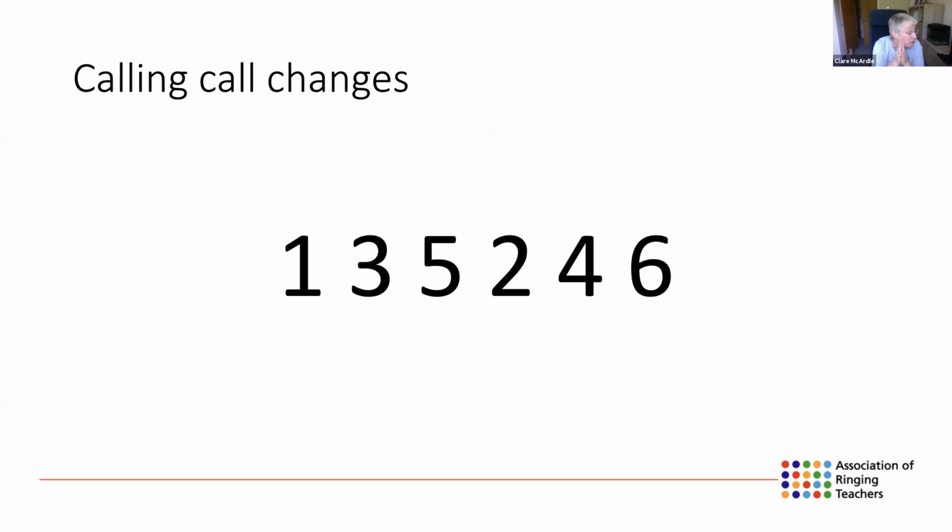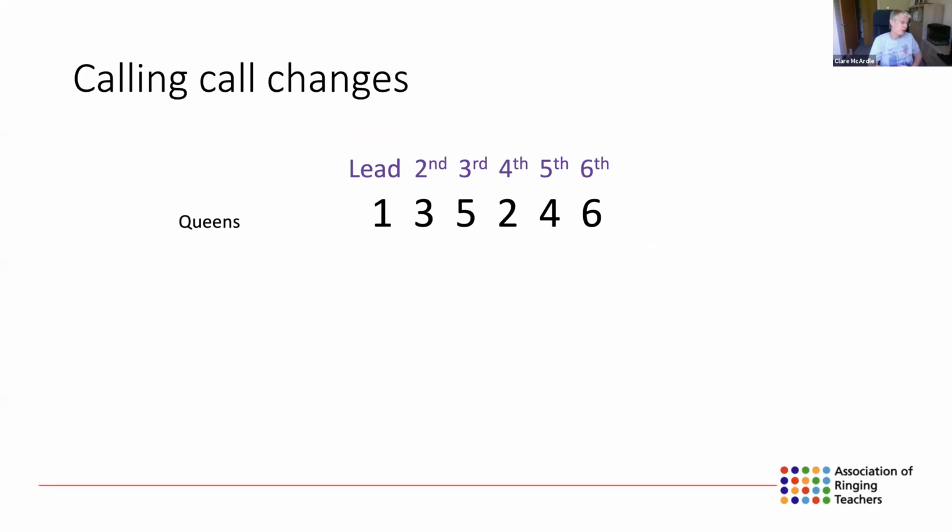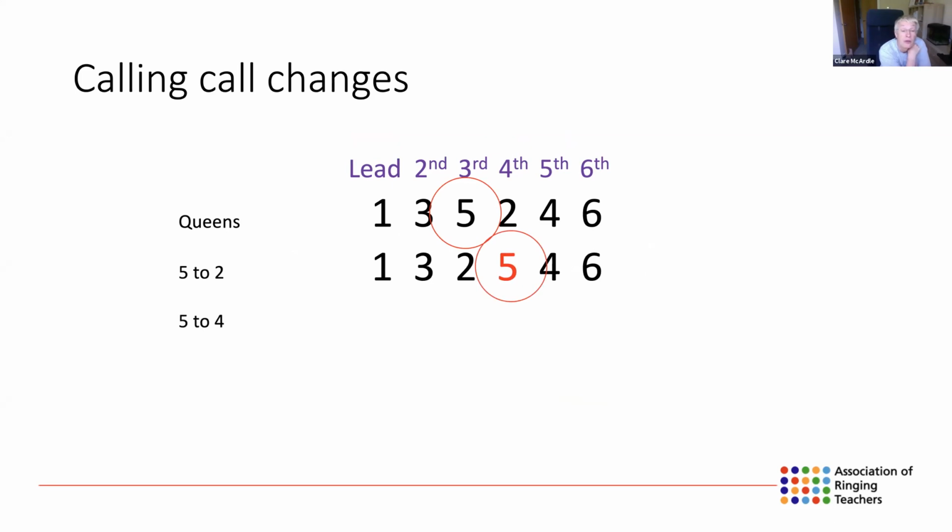So this is Queens, and starting from here, I'm going to guide you through the calls to get back to rounds. So you can think of this a little bit like solving a Rubik's Cube. So in Queens, bells 1 and 6 are already in the right place, so you haven't got to move them at all. 5 is in 3rd place, and our first target is to get 5 into its home position, which is 5th place. So move the 5 into 4th place, so 5 to 2, and there it is moved into 4th place. And now move the 5 into 5th place, 5 to 4.